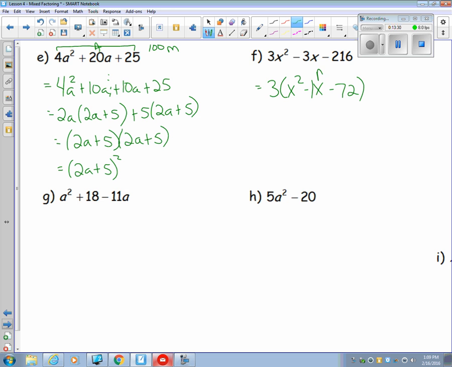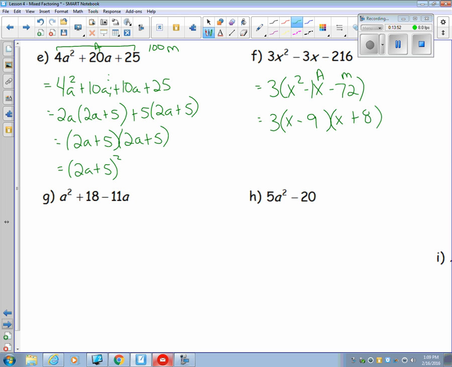Let's try it. I got 3 terms. Looks like a simple trinomial. But adds to negative 1 and multiplies to 72. Things that multiply to 72: 8 and 9. 8 and 9 will work. Minus 9 and plus 8. Okay, so that was a common plus a simple trinomial.